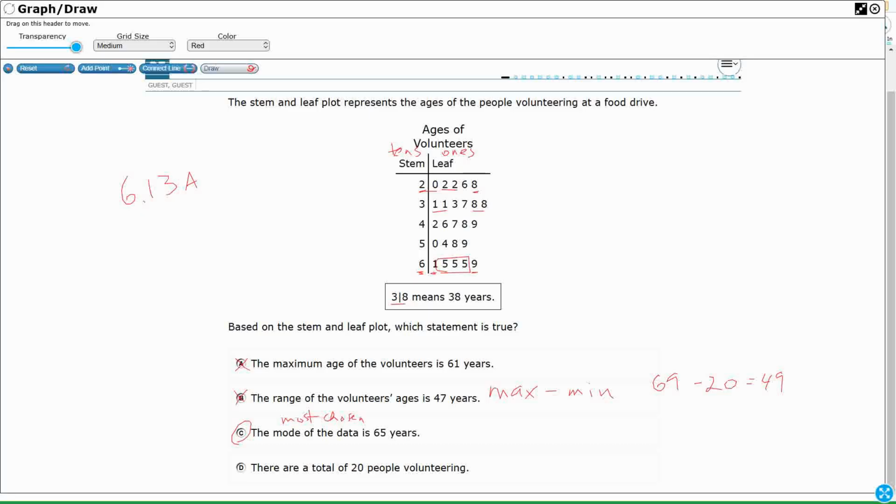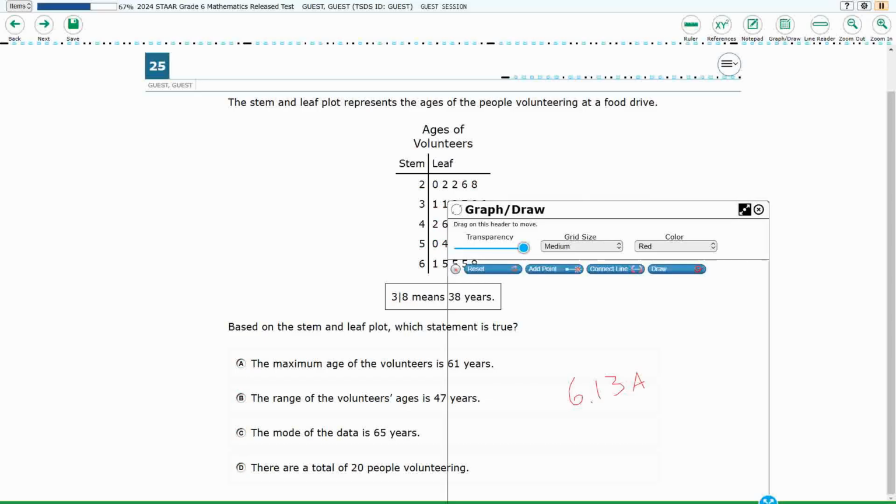Ages of volunteers. Well, we need to just count how many items there are. 1, 2, 3, 4, 5, 6, 7, 8, 9, 10, 11, 12, 13, 14, 15, 16, 17, 18, 19, 20. That's 20. Now we're at 25. So that is incorrect. So our answer here is going to be C.